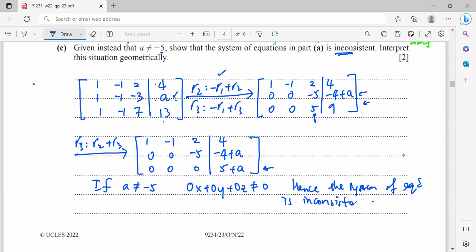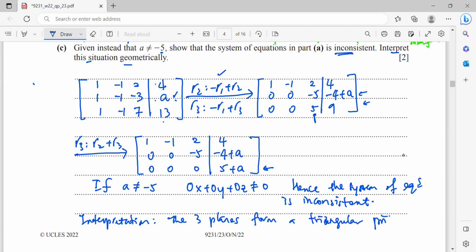Now, interpret this situation geometrically. So the interpretation will be that the three planes form a triangular prism, because there's no solution for these three equations. So that's all for this question.